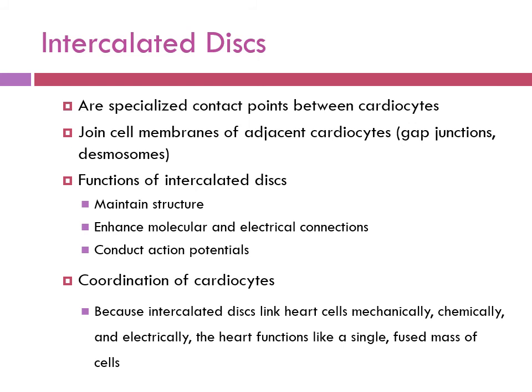So here we go. Intercalated discs are the contact points between cardiocytes. They are gap junctions. They help maintain the structure, enhance molecular and electrical connections, and conduct action potentials from one cardiocyte to the next. The cardiocytes are coordinated in contraction because they are linked by those intercalated discs. So it makes them work as a mechanically, chemically, and electrically singular unit.